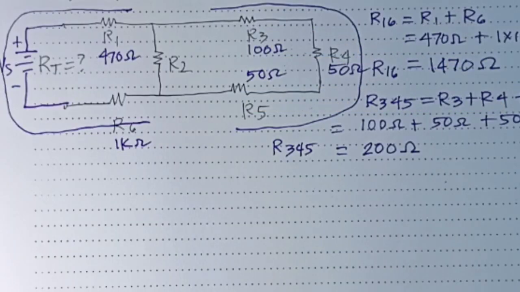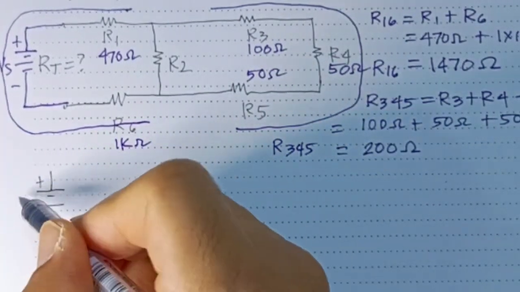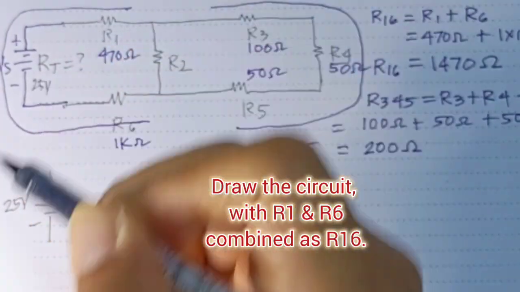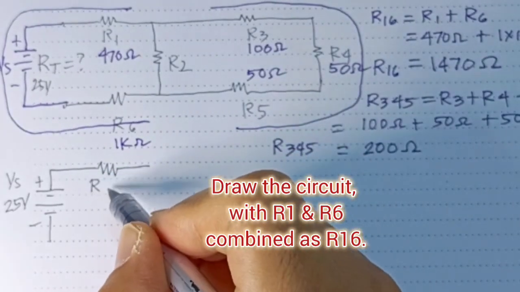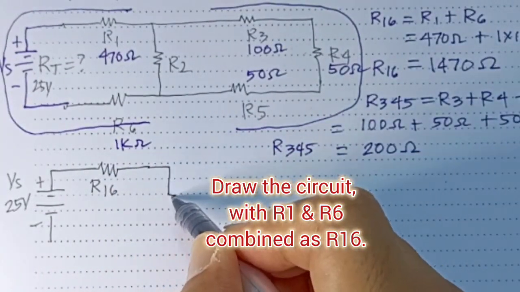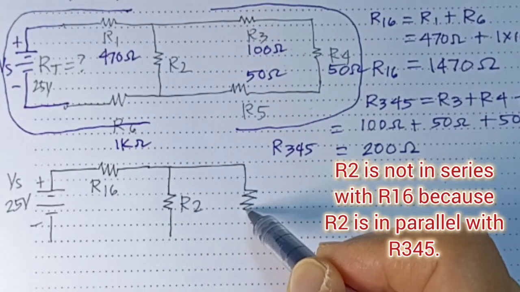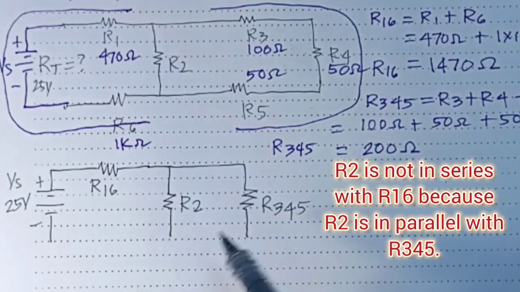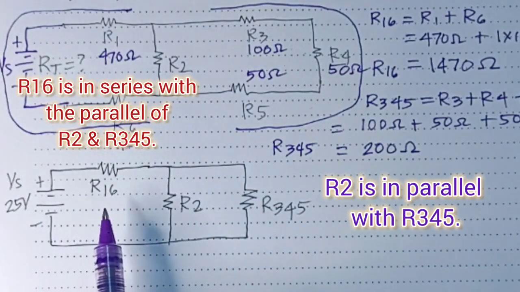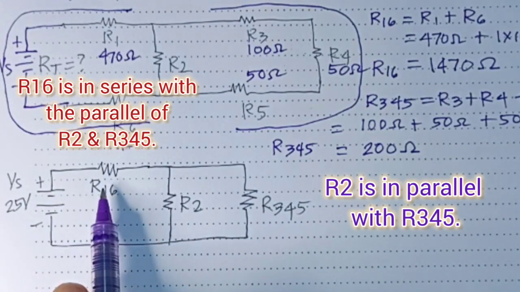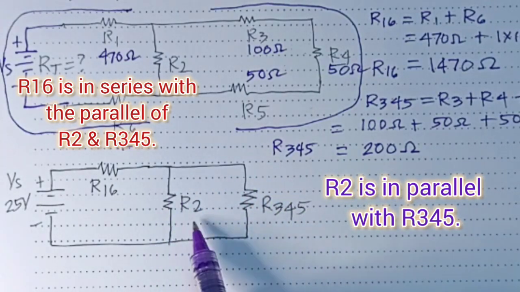Now we can draw the circuit again so that it's clearer to us. We have here the voltage source, 25 volts. This is the VS. And then the combination of R1 and R6, which we call R16 now, is connected to R2, still R2. But R3, R4, and R5 will become one resistor now, and the name will be R345. So you will see here that we only have 3 resistors. Now if you analyze this, R16 is in series with the source, and R2 and R345 are both connected in parallel together. So we can start with R2345.